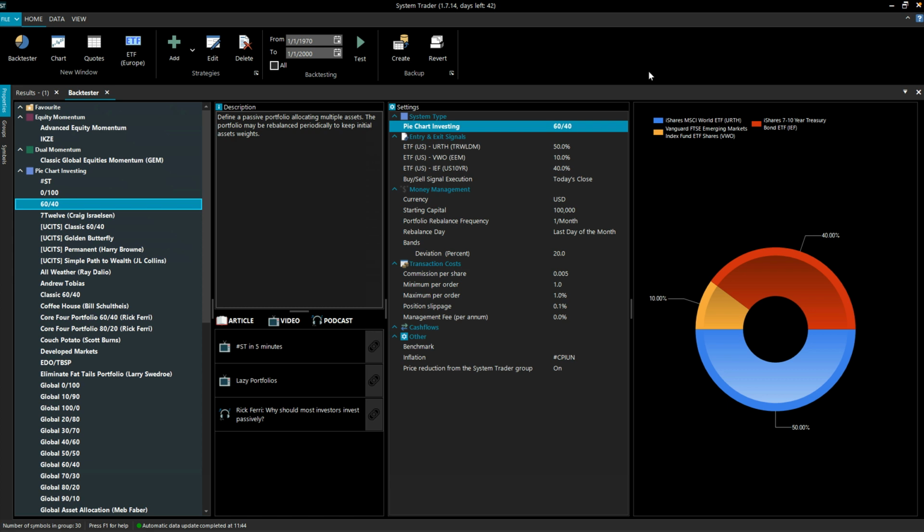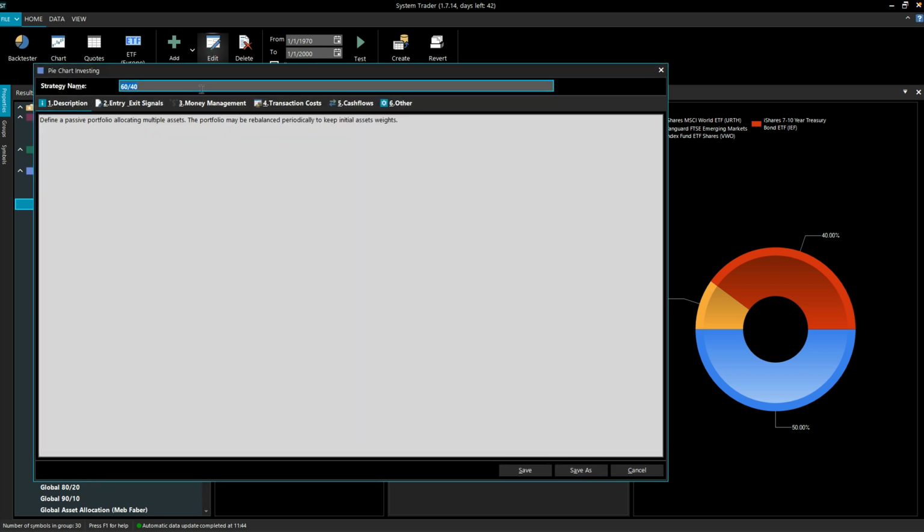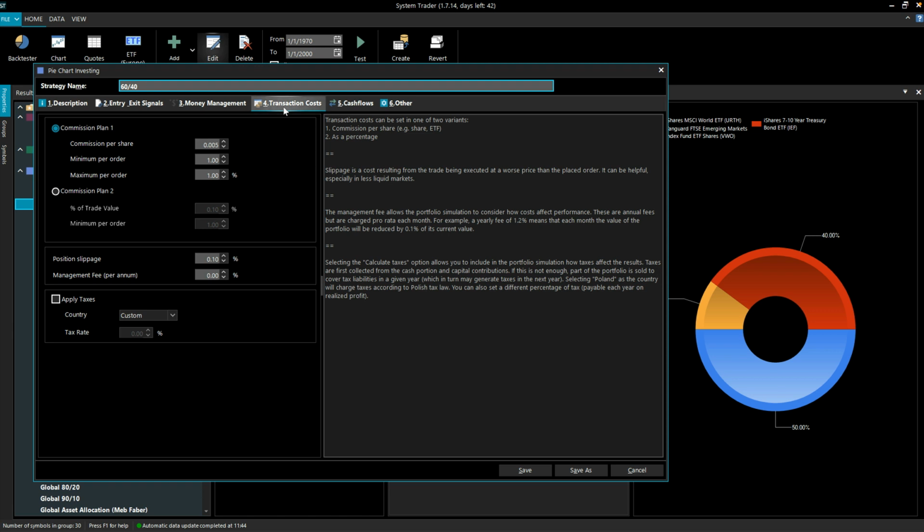And now let's talk about costs. For that reason, we will discuss the costs of commissions, taxes, and management fees. So let's start with the commissions. Go to the edit button, and in the transaction costs, we can see that we have commission plan 1 and commission plan 2. And this is basically a different type of tariff. In plan 1, we have commissions per share, whereas in plan 2, we pay a percentage of trade value. So depending on your account, on your broker, you have to set a different tariff.